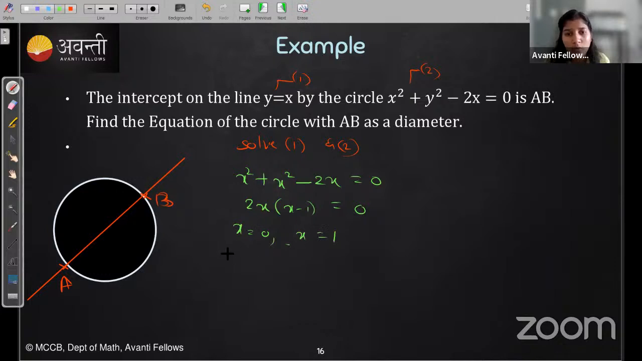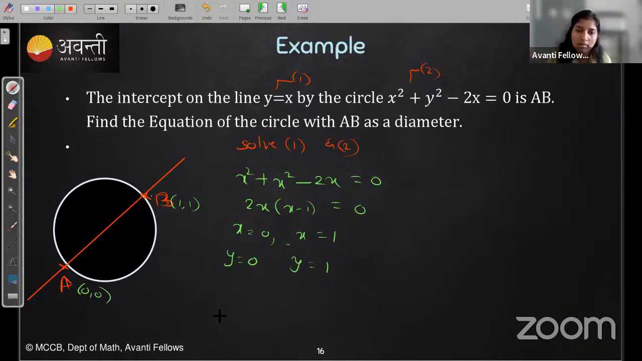So when x is equal to 0, what will be the y value? Just substitute here. Of course, y is equal to x, right? So the y value will be 0. And when x is equal to 1, y will be 1. So what are the 2 points of intersection? What are the values of this A and B? This is going to be (0, 0), and this is going to be (1, 1). Now we have the coordinates of the ends of this diameter.